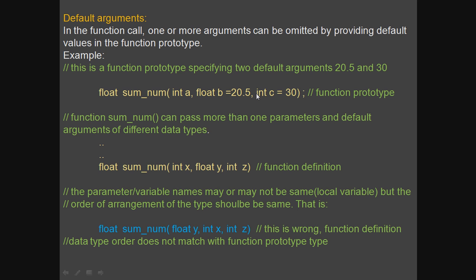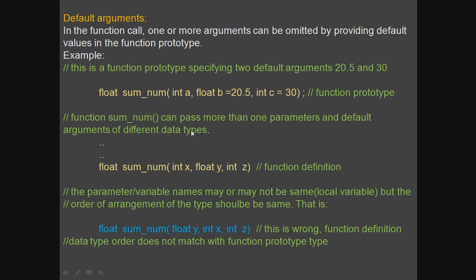In this function prototype you can see that it is specifying two default arguments, that is 20.5 and 30. Till the last class you have not seen any values assigned in the function prototype, right? You have only seen the parameters declared. Here this value 20.5 is assigned to variable b, and this value 30 is assigned to variable c. This is what is called default arguments.